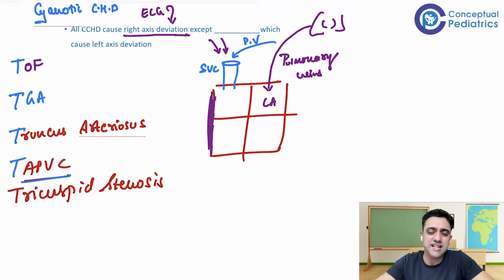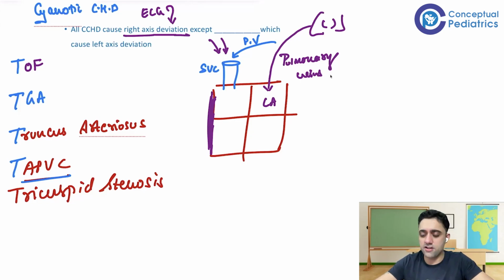what is the meaning of this right axis deviation? It means right-sided hypertrophy of the heart is there. If I say the ECG is showing left axis deviation, that is left-sided hypertrophy. It is as simple as that. So in ECG in general, if the ECG is showing right axis deviation, that means there is a right atrial or right ventricular hypertrophy. Okay. So all cyanotic congenital heart disease causes right axis deviation.